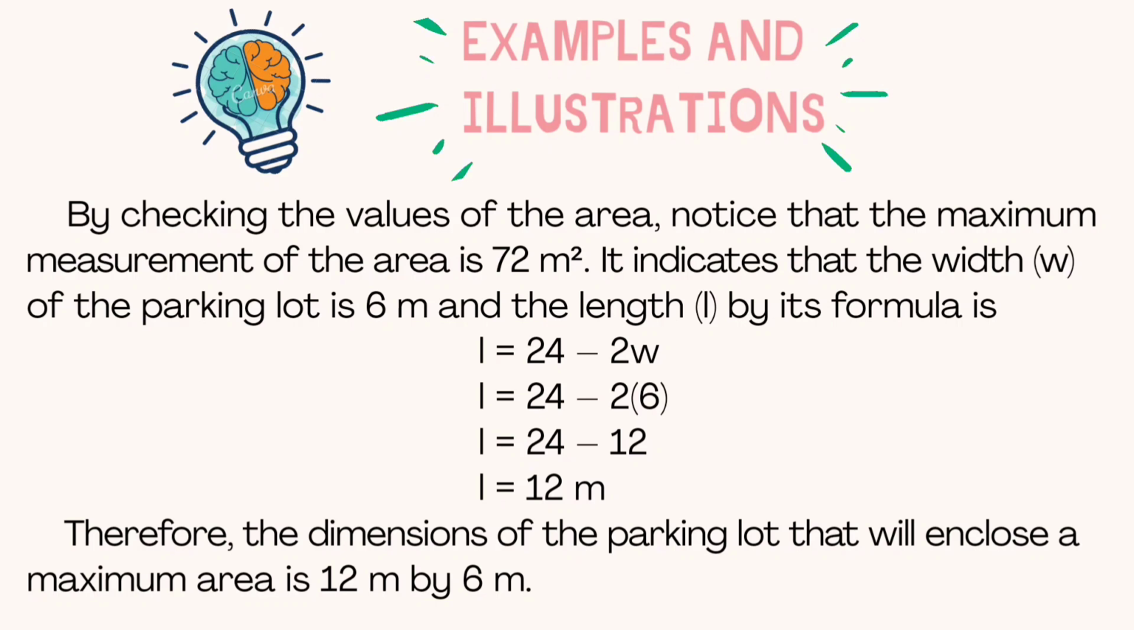Substituting 6 into our equation, we will have length equals 24 minus 2 times 6. Simplifying the equation, we will have length equals 24 minus 12. Length is equal to 12 meters. Therefore, the dimensions of the parking lot that will enclose a maximum area is 12 meters by 6 meters.